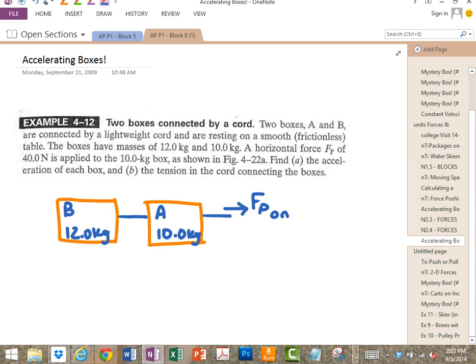So the two questions are, number 1, to find the acceleration of each box, and then number 2, or part B, to find the tension in the cord connecting the boxes. So, I want you to work on this for a little bit. I'm going to let you guys discuss.